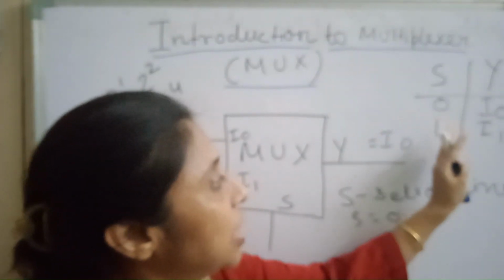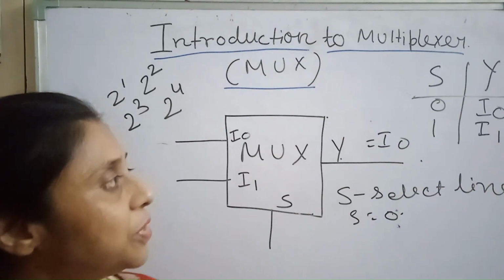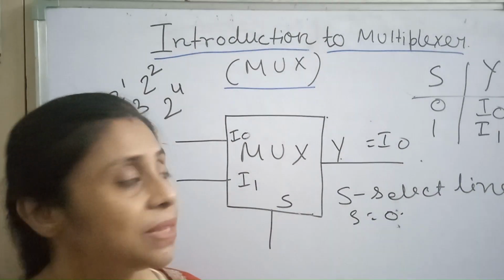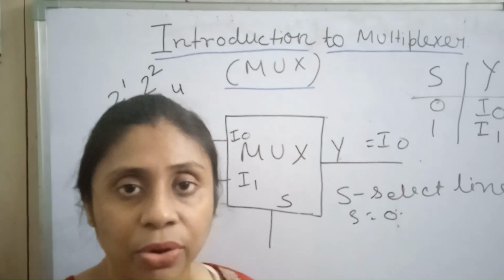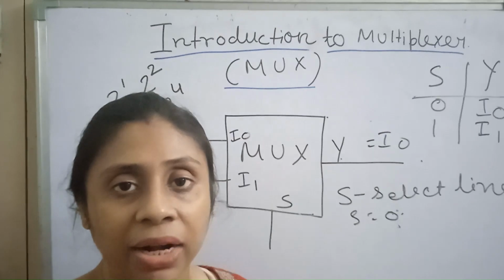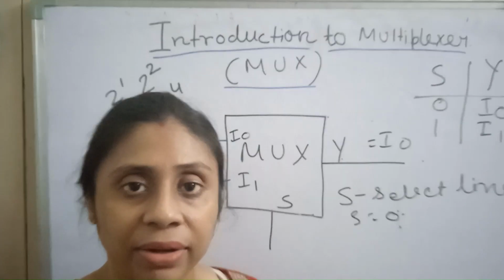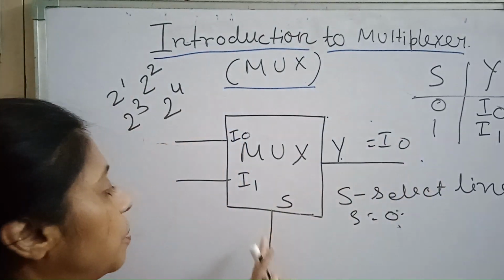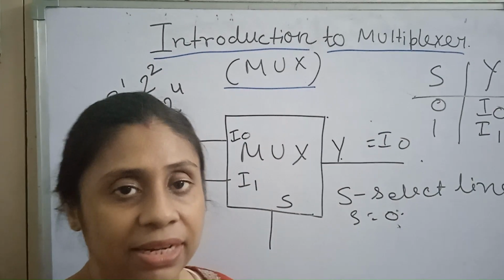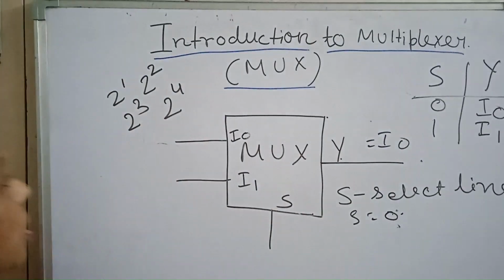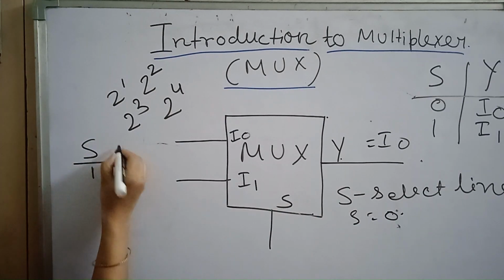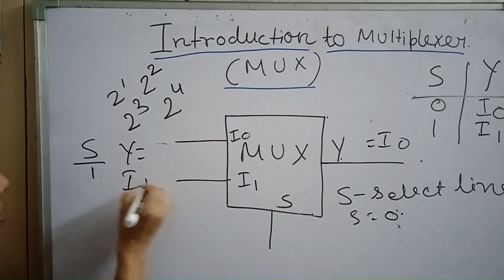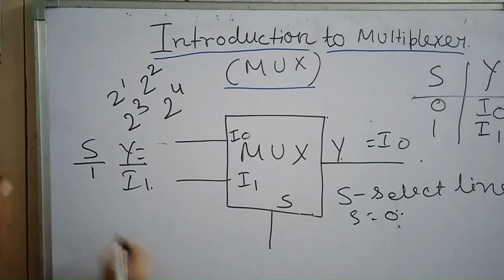Now when S equal to 0, I0 is selected and that is transferred to the output line. That means if I0 is equal to 0, then Y is equal to 0. If I0 equal to 1, then Y is equal to 1, right? Now when S is equal to 1, then I1 is selected. That means when S is equal to 1, then Y is equal to I1, right?